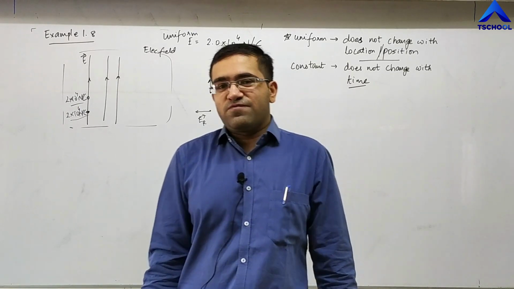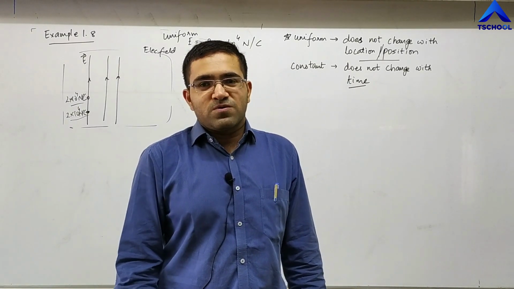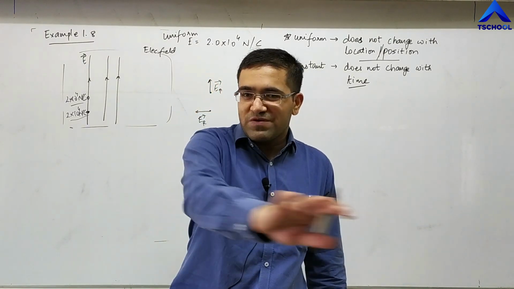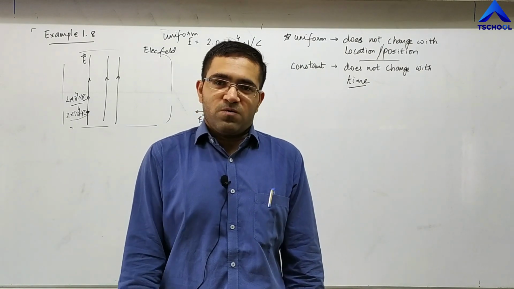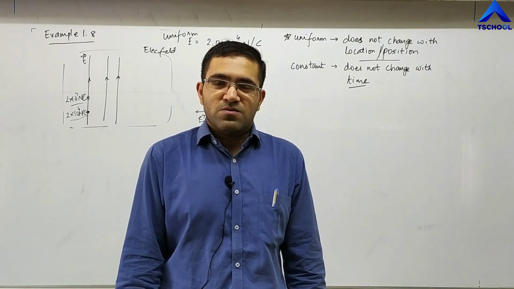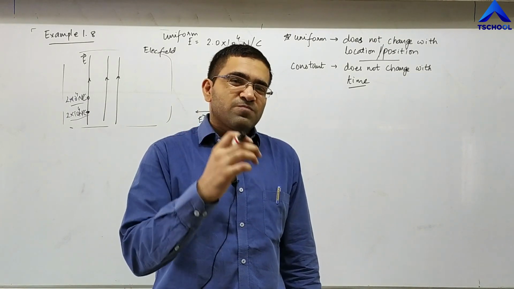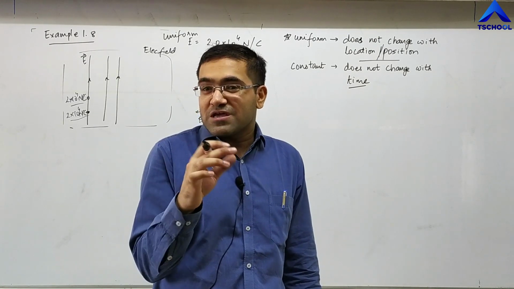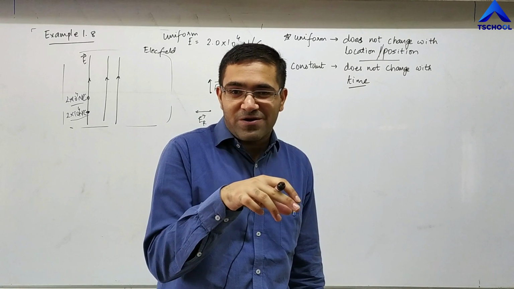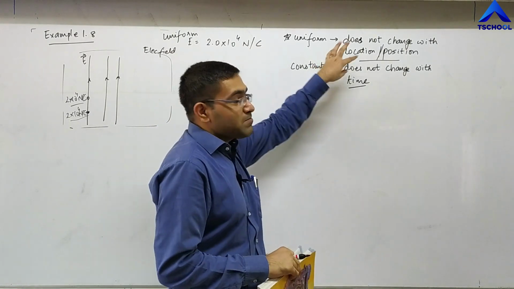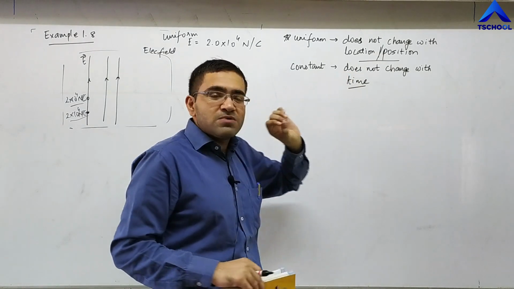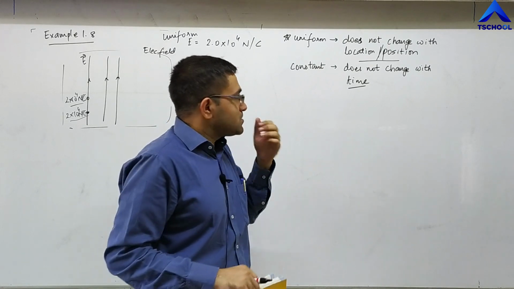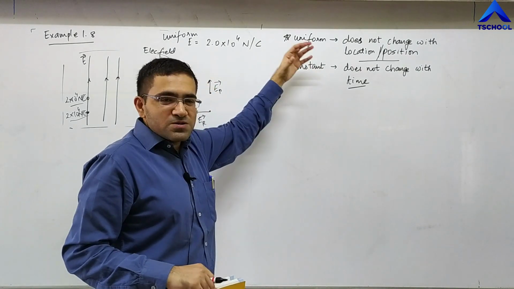Okay. There is a difference. Uniform means does not change with place. Same everywhere, that would be called uniform. But if something does not change with time, always remains the same, I'm not saying remains the same everywhere. So uniform means remains the same everywhere, and constant means remains the same always. Okay, so please remember that these two words are different.